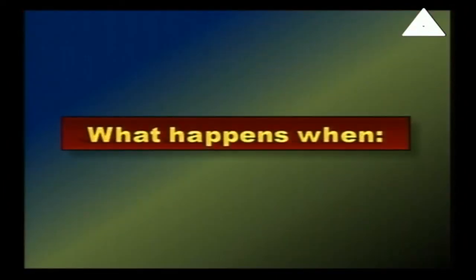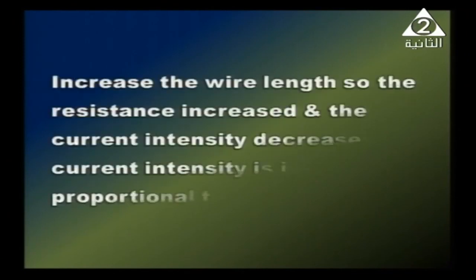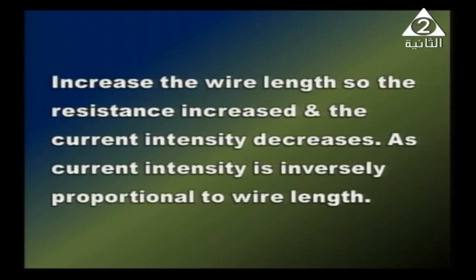Another type of question: what happens when the wire length of the sliding rheostat is increased in relation to the current intensity? Increasing the wire length, the resistance increases and the current intensity decreases, as the current intensity passing through a conductor is inversely proportional to its length. So by increasing the wire length, the resistance will increase and the current intensity will decrease.